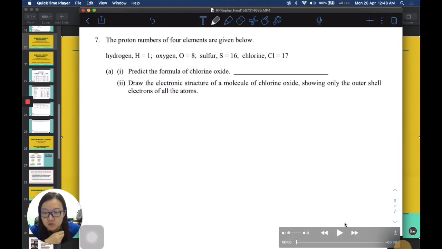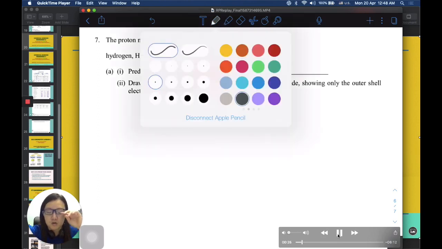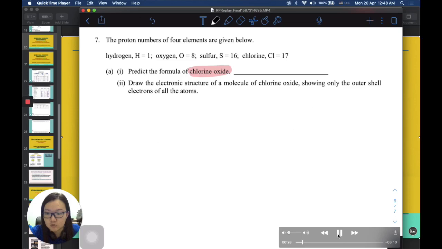Let's look at our last question. Question 7. Over here you have the proton numbers of 4 elements given to you below: hydrogen, oxygen, sulfur, and chlorine. Part A, you're supposed to predict the formula of chlorine oxide. A lot of things in this question, but again, nothing to be afraid of. You just need to do it step by step. You break the compound up, and you know that basically you're looking at the elements chlorine and oxygen.